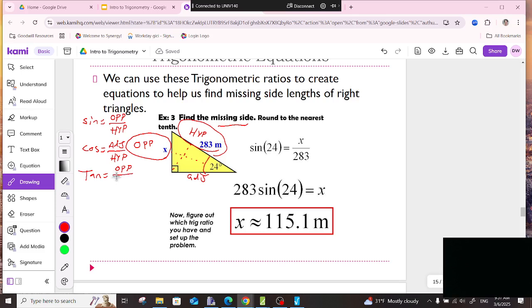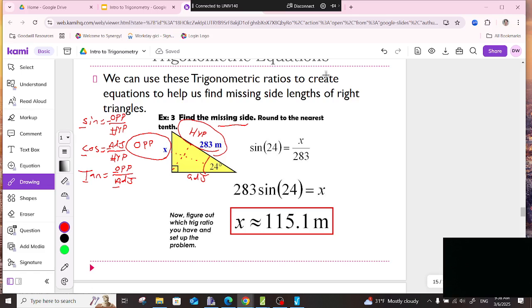Opposite over adjacent. Or I could think of some old hippie cut another hippie doing bad things. Right? Okay.